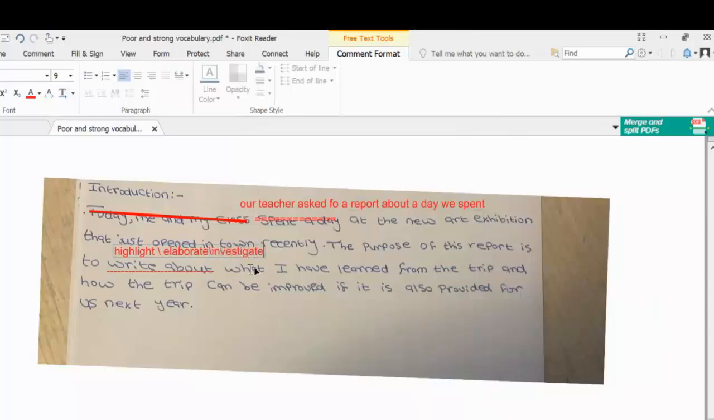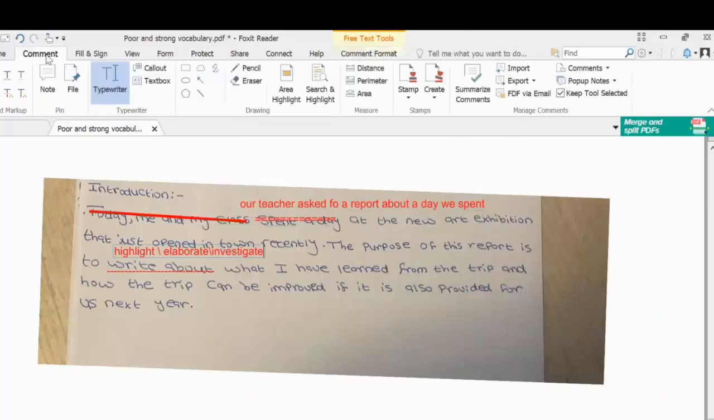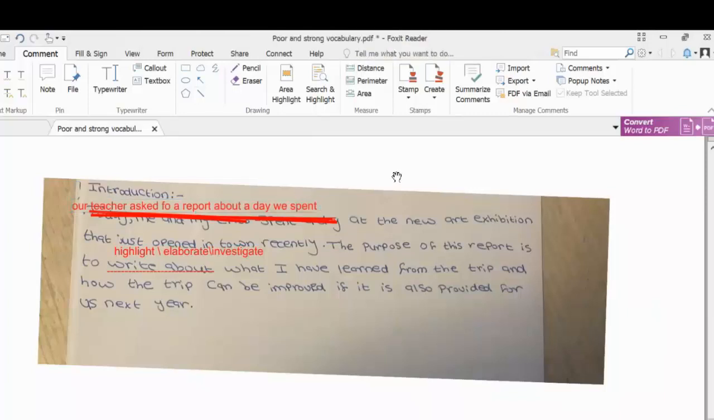Wait, how do I... so I start the introduction with "our teacher asked for a report." Yes, exactly. We will delete this whole part. Look. Just a moment. Hold on, please. You will delete all this part. Okay, and begin with this part instead. Here. Now it's clear? Yes.